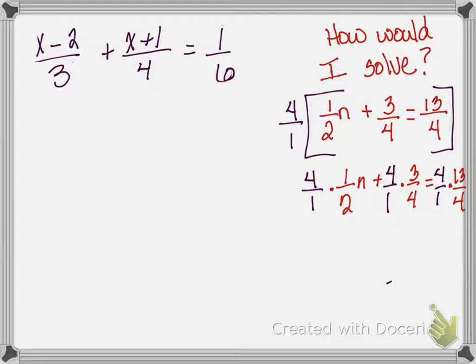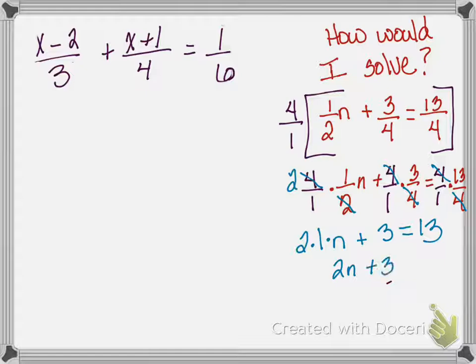And when I simplify, I eliminate the denominator. Okay? So 2 goes into 2 one time. How many times does it go into 4? 2. Good. So then I'm left with 2 times 1 times n. Okay? Here, my 4's cancel. What am I left with there? Yeah, 3/1 or just 3. My 4's cancel again. And what am I left with? 13. So now I have 2n plus 3.